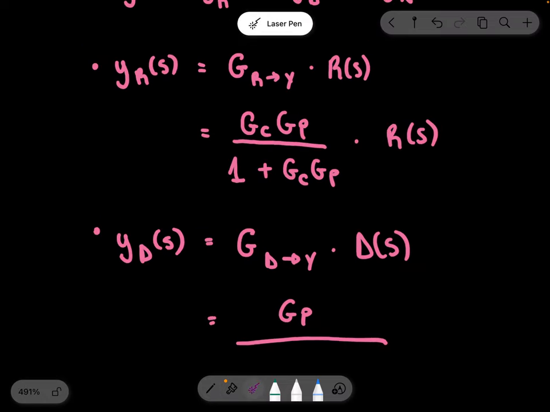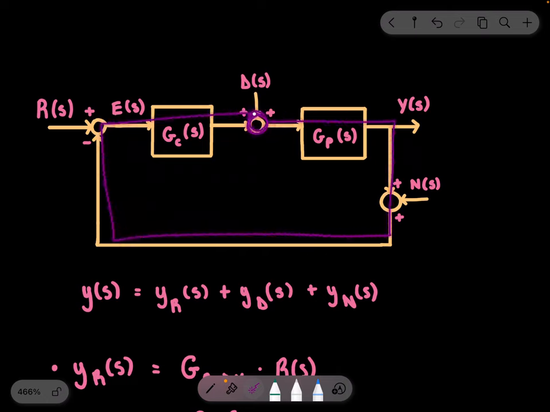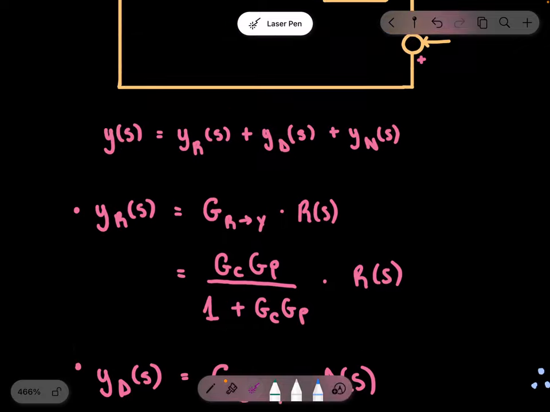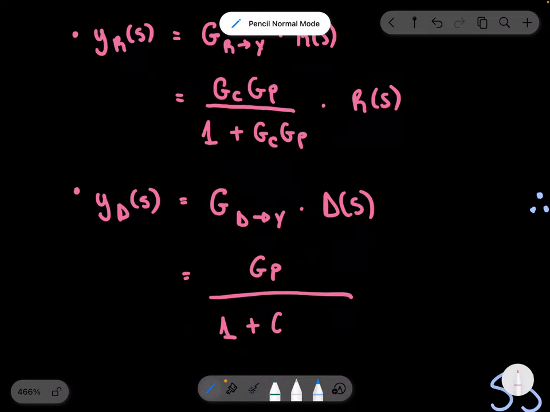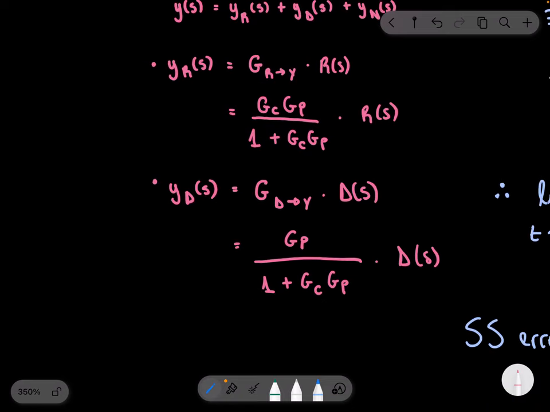And on the denominator, we write what's going on in the loop. So from this comparator back to this comparator. Since it's a loop, always write the value of 1. And what do we say is going on in between these? Once again, GP GC, same thing. So add the GC GP and multiply by the input.